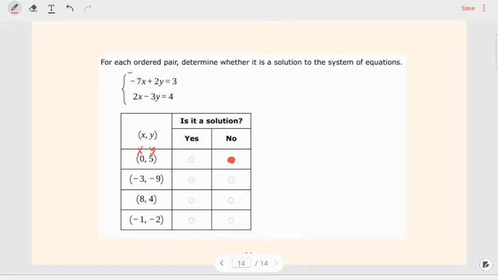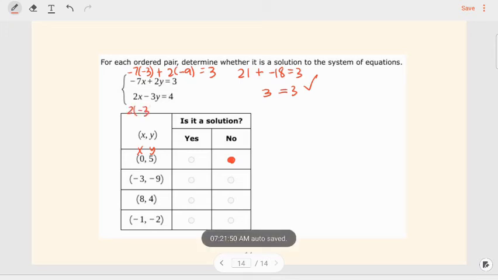Now let's check our second one. -7 times -3 plus 2 times -9 is equal to 3. Negative times a negative is +21. Plus 2 times -9 is -18. Does that equal 3? Well, if I type it in my calculator, I do get 3 equals 3. So it works out for the first one, but I need to check the second one. So 2 times -3 minus 3 times -9 equals 4.